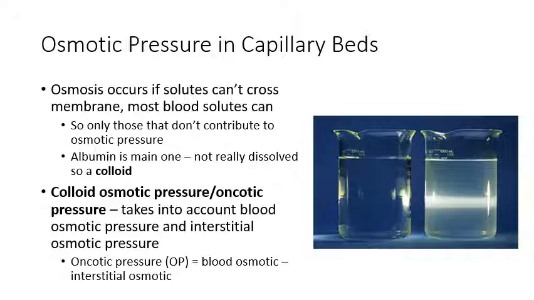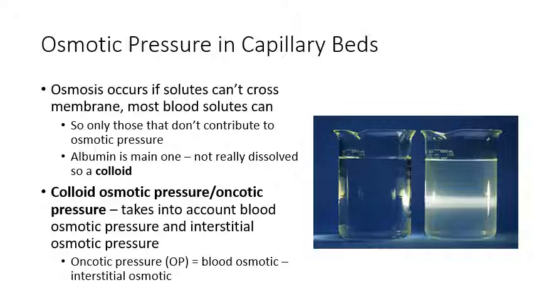Also, it's so big that it's not really dissolved in the blood, which means that the solution of albumin in the blood is called a colloid. A colloid is not really a true solution, I guess, because the solute isn't really dissolved. A colloid is a mixture of a liquid and some particles or molecules that are suspended there, but they are not actually dissolved. The most common example of a colloid that people are familiar with is milk. Milk is a colloid because all the proteins in the milk are not really dissolved. They're just evenly distributed and suspended throughout the water of the milk.